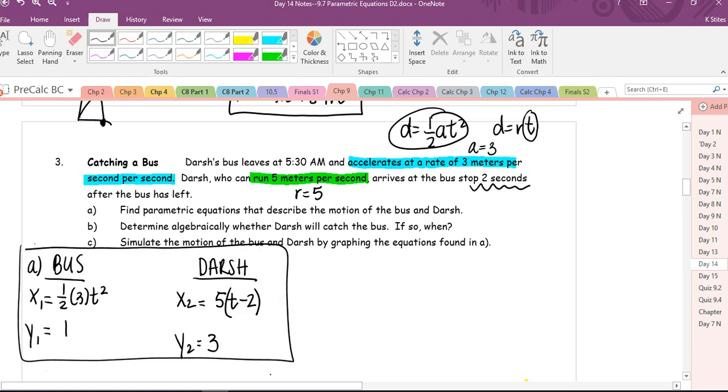Part B, determine algebraically whether Darsh will catch the bus. If so, when? So basically, if he's going to catch the bus, these two equations would have to be equal to each other. Okay, or think of them as intersecting. It does not mean that Darsh is hit by the bus if they intersect. It means that Darsh reached the location where the bus is.